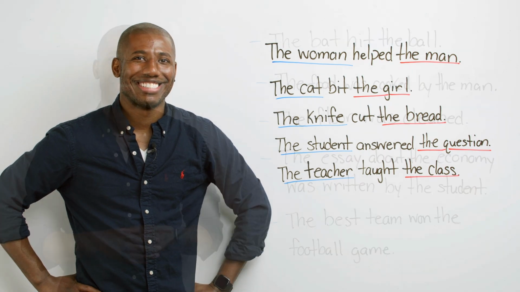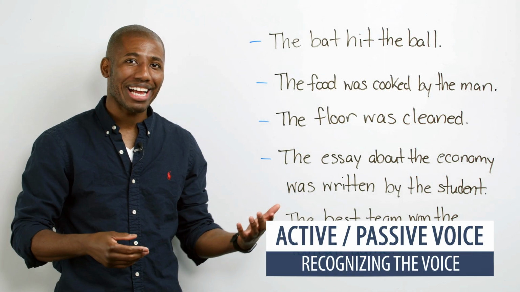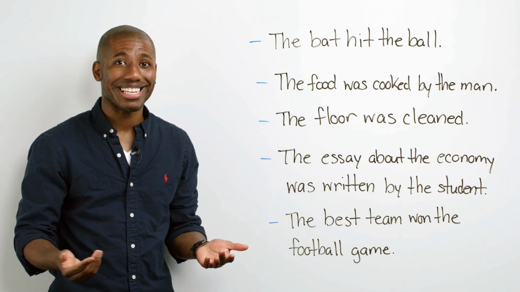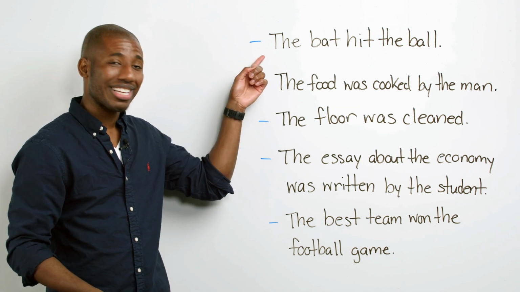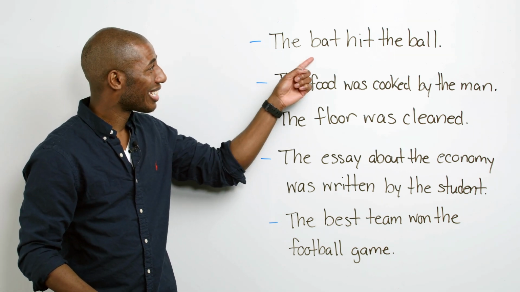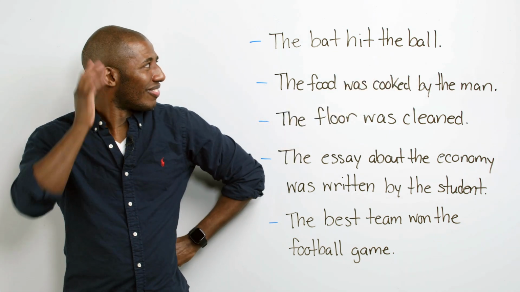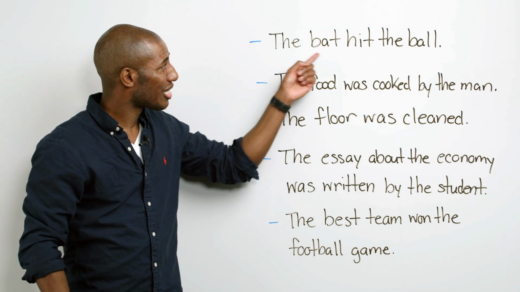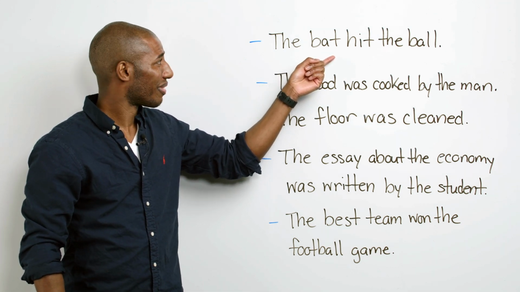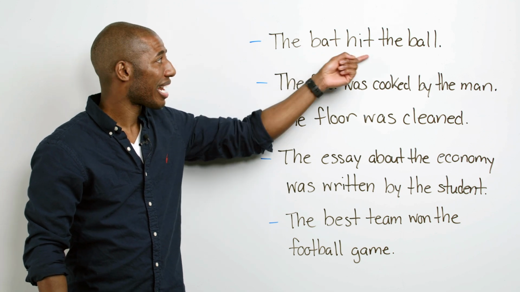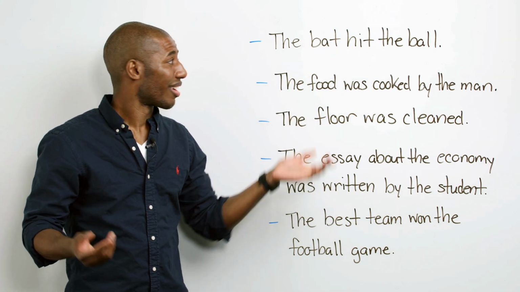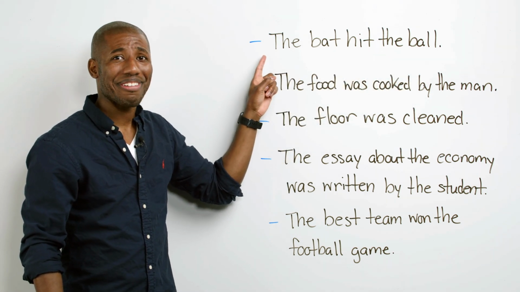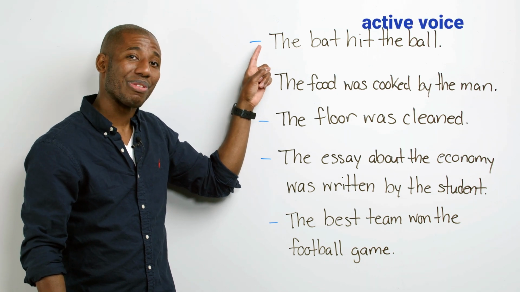Let's move on. So earlier we changed some sentences from the active to the passive voice. Well, now let's practice recognizing sentences in the active and passive voice. Our first one, the bat hit the ball. Well, I can see that the doer of my action is the bat. What did the bat do? The action is hit. The bat hit. What's the receiver? The ball. The bat hit the ball. Oh, this is definitely a sentence written in the active voice.